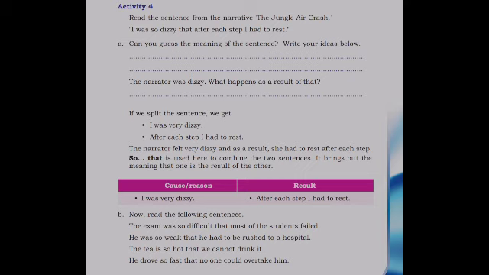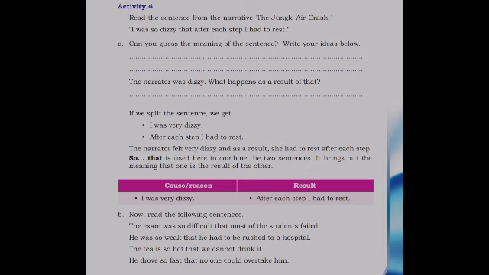So that is used to combine the two sentences, and it brings out the meaning that one is the result of the other. Look at the box given here. I was very dizzy. That is the cause or reason. And the result of that, after each step, I had to rest. Now, read the following sentences. The exam was so difficult that most of the students failed. Here, which is the reason? The exam was difficult. And the result of that, most of the students failed.